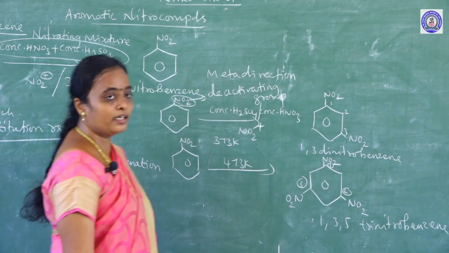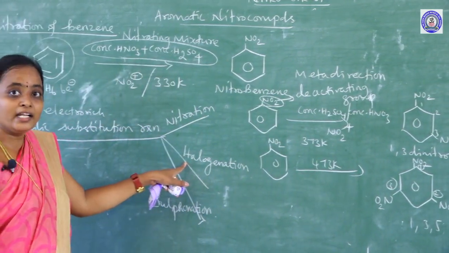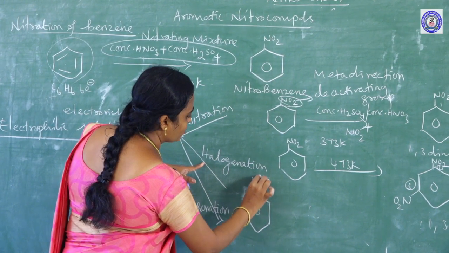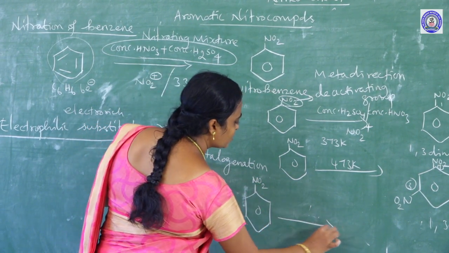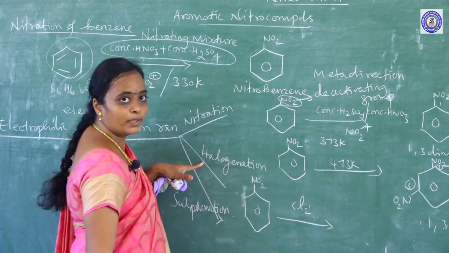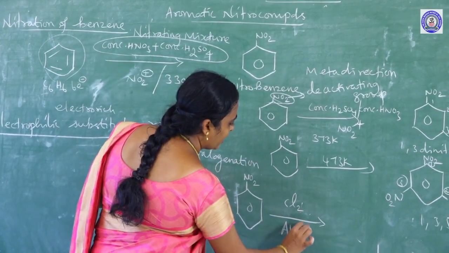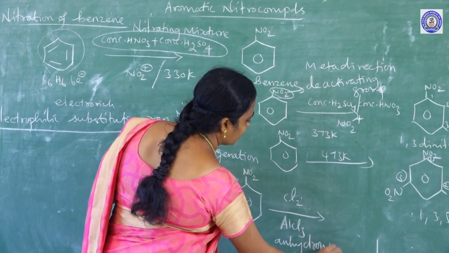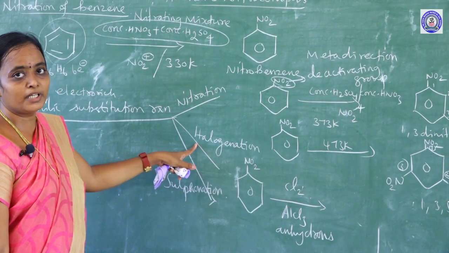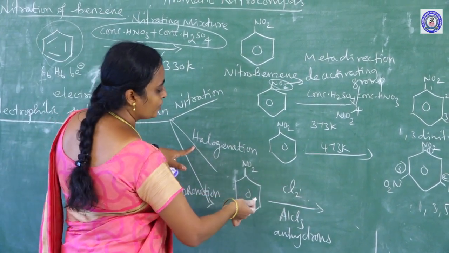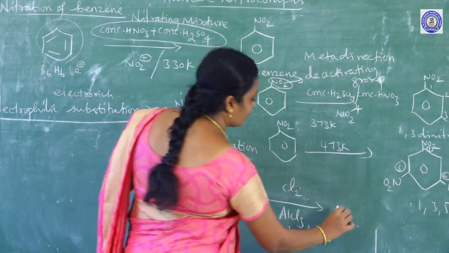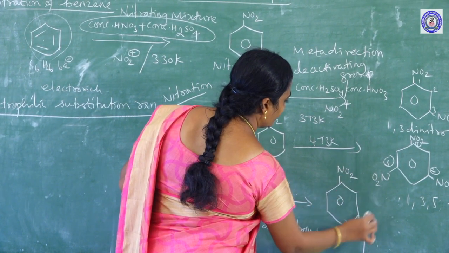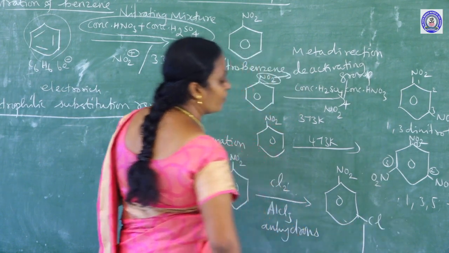Like that, I can take halogenation also. Halogenation means, if I am taking the nitro compound, just the introduction of a halide group in the presence of AlCl3, that is anhydrous aluminium chloride. I am going to introduce one Cl, that too in the meta position. So, you will get nitrobenzene with the NO2 group and, at the meta position, 1 chlorine.